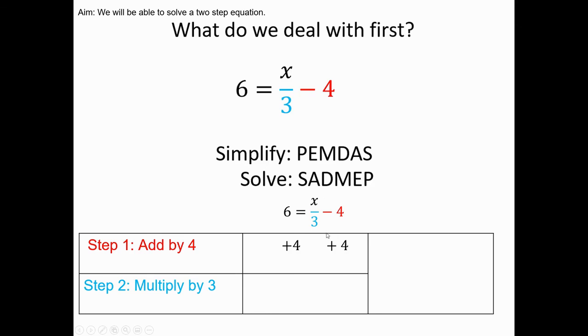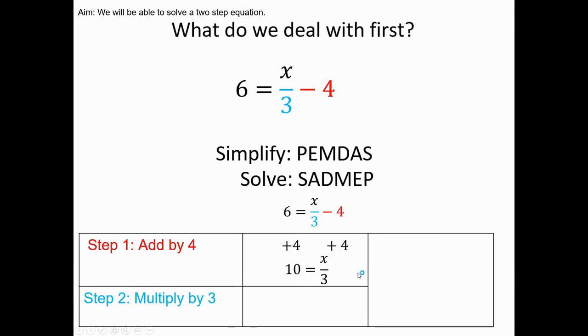Minus 4 and plus 4, that cancels out. With 6 plus 4, I think you could do that in your head. 6 plus 4 is 10. So 10 equals x over 3. Remember, this is division. The opposite of division is multiplying by 3. Because we know they're inverse operations, don't overthink this right side. It's going to cancel out, and it's going to leave us with x. But let's do 10 times 3 first. 10 times 3 is 30, and that equals x.